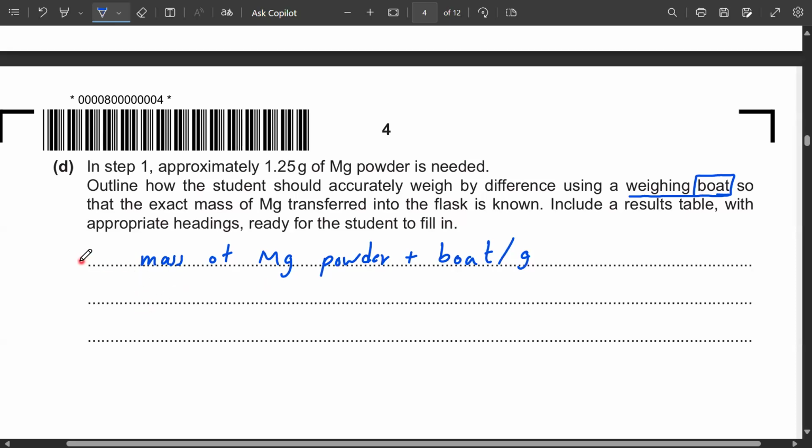And then you will have mass of boat itself without the Mg powder. Just mass of boat in grams. Are you sure that you have completely transferred the magnesium powder?